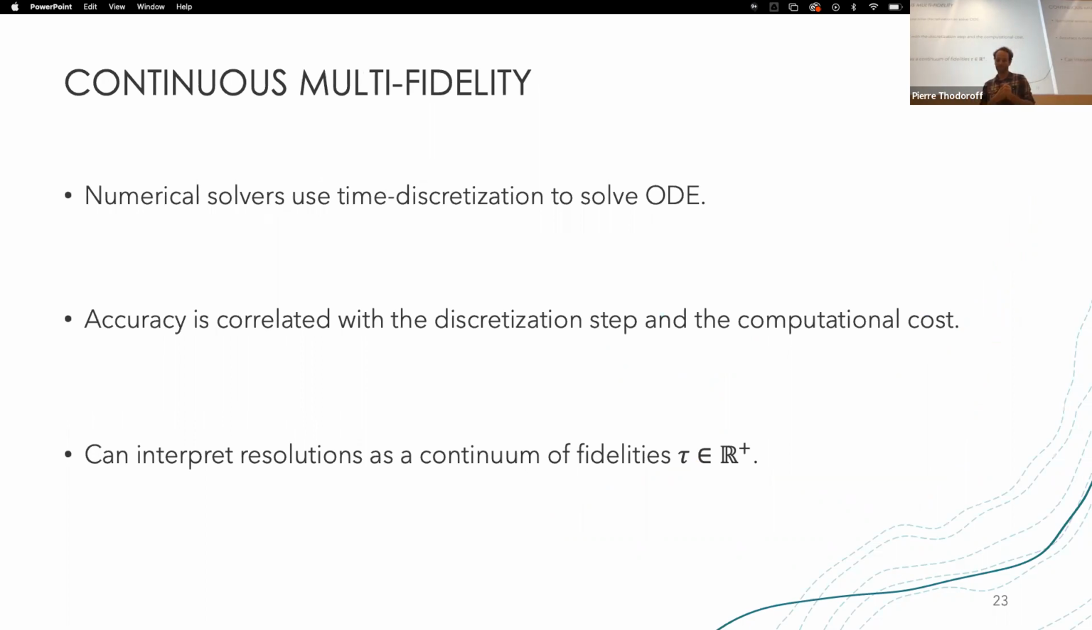Basically what we're going to say is the discretization step is going to be a fidelity. If I have a very large discretization step, then that's going to be a very noisy estimate of my function. And if I have a very small discretization step, then that's going to be very high fidelity. So you can view that as a continuum of fidelity, because now we're parameterized by tau, which is going to be in R plus. So it's in the reals. Does that make sense? Okay. And the interesting bit is that the accuracy is fully correlated with the computational cost in this case. I'll put a little picture to make it more clear.